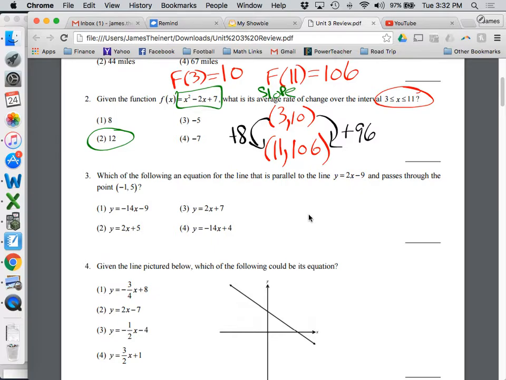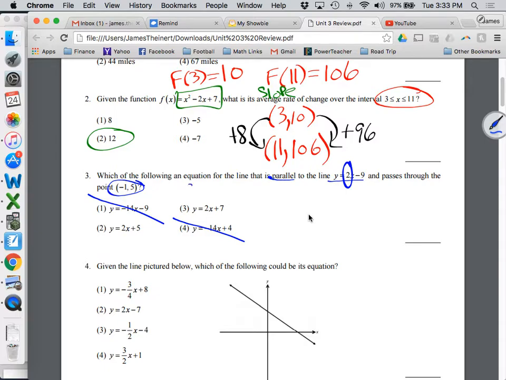Number 3, equation of a line that's parallel to this line and passes through the point -1, 5. I love these questions. I think they're super easy. Right away, parallel, you need the same slope. That one's out, that one's out. Because it's multiple choice, you can plug in x and y and see if it works.